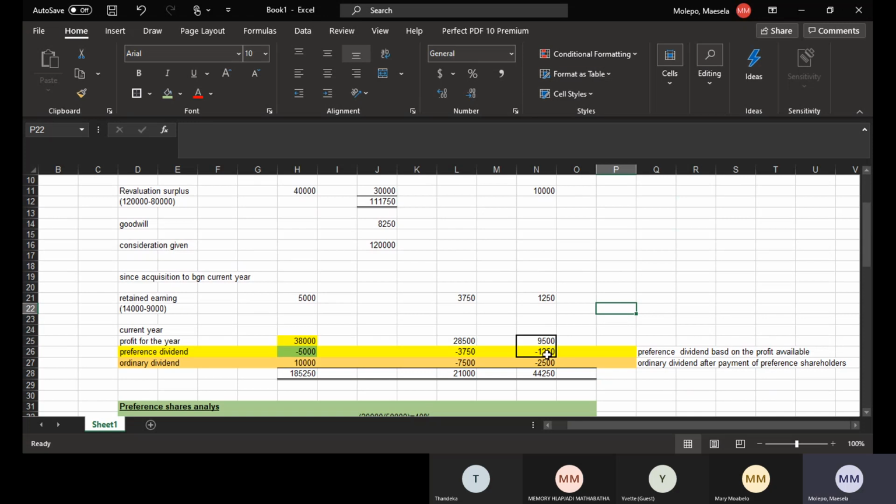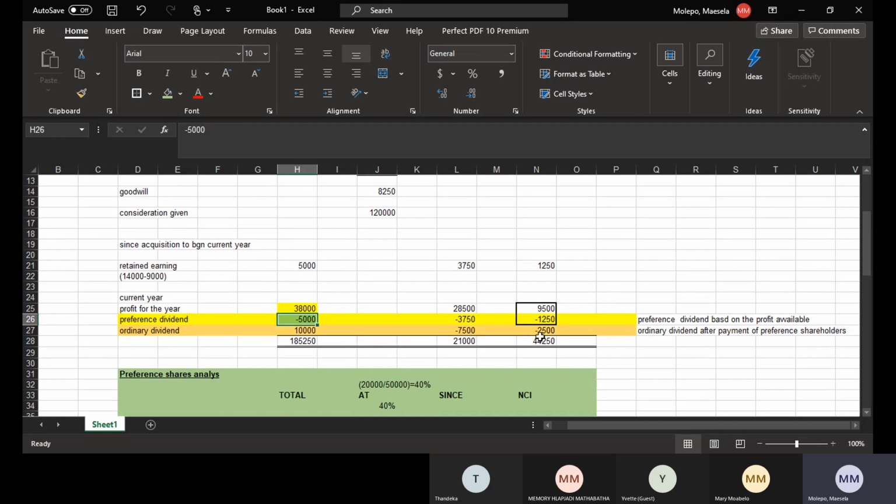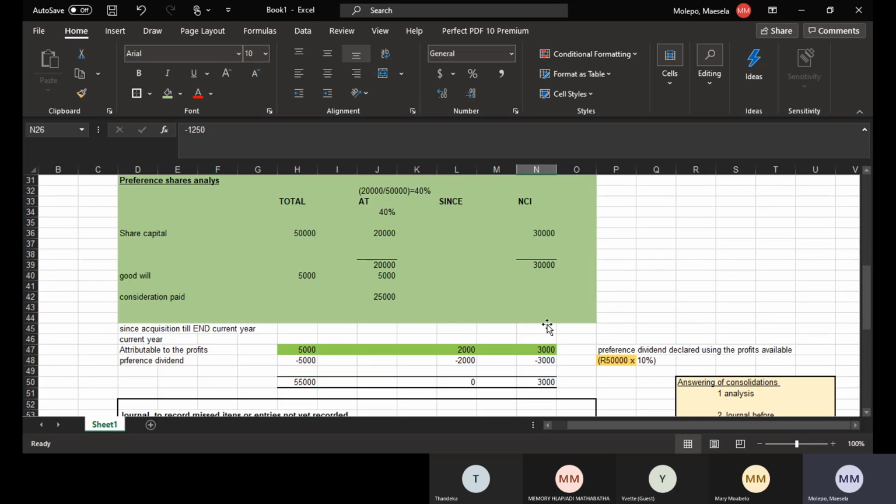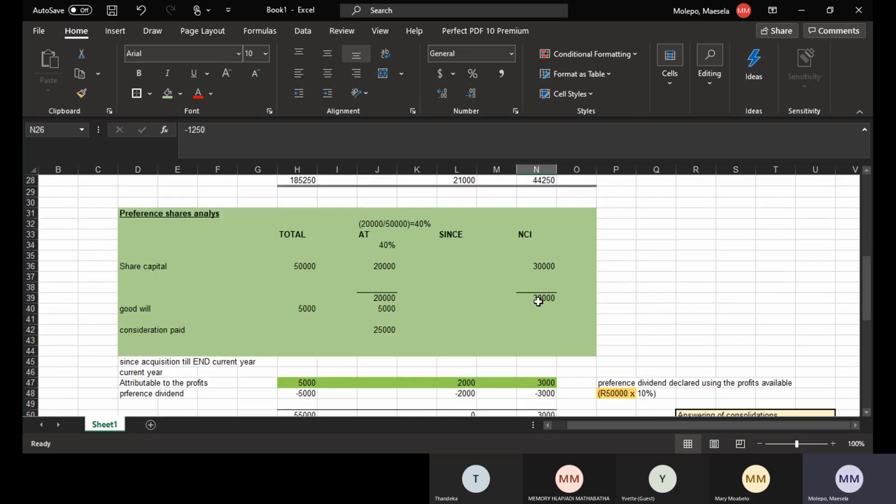So 9,500 minus 1,250 gives you the value. That value comes as a result of 38,000 minus 5,000, then multiplied by 25%. Or you can just use this 9,500 minus 1,250, which will be the value to be used for the non-controlling interest in respect of the preference shareholders.